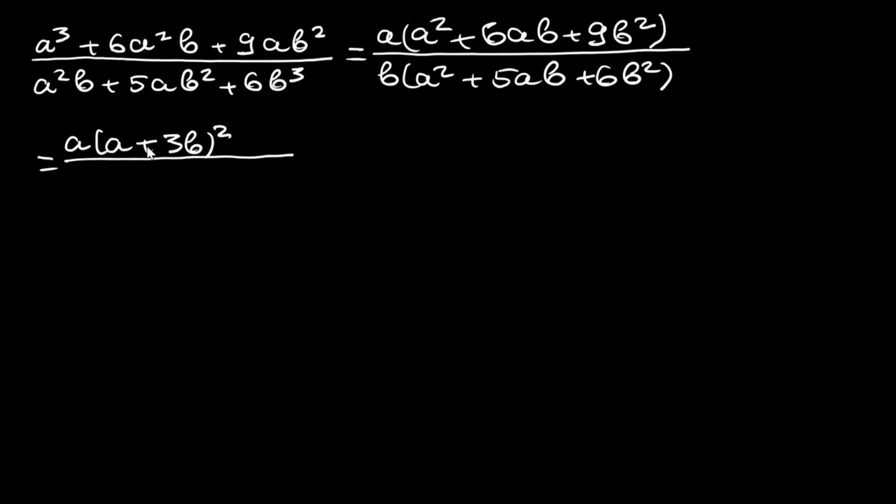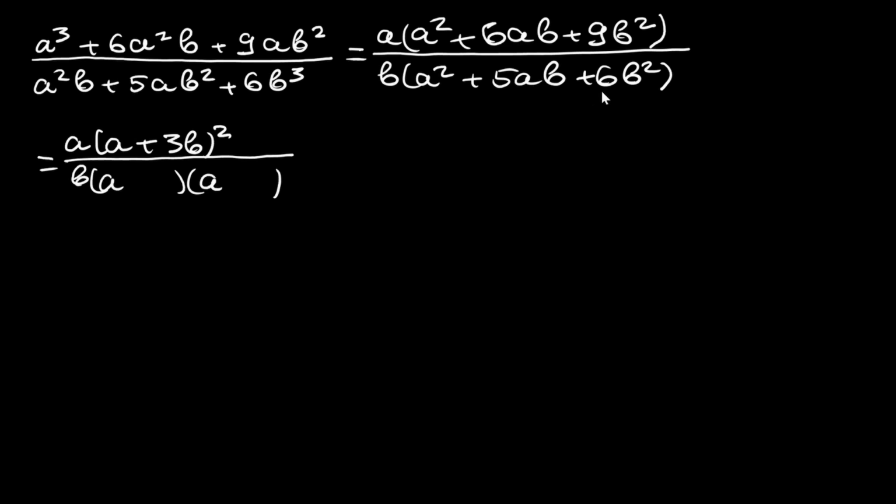Then we have 2 times the first term times the second term, which is 2 times a times 3 times b, which is 6 times ab. And then this term squared is 9 times b squared. And in the denominator, we have our b. And now we have to do the trick that we did in the previous example. We write down the brackets. And we notice that we have a squared. Therefore, we write down a here and a here.